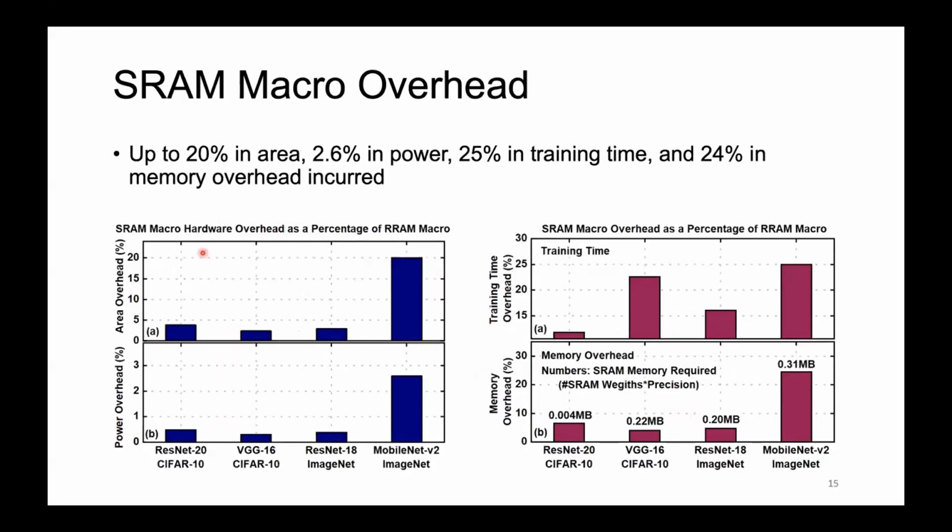Here we look at the SRAM macro overhead, which is the area overhead, power overhead, training time overhead, and the memory overhead. You can see that we incur only up to 20% overhead in area, 2.6% in power, 25% in training time, and 24% memory overhead. And this is only for MobileNet V2 on ImageNet. The increased overhead is attributed to the smaller size of the network and the large size of the dataset.